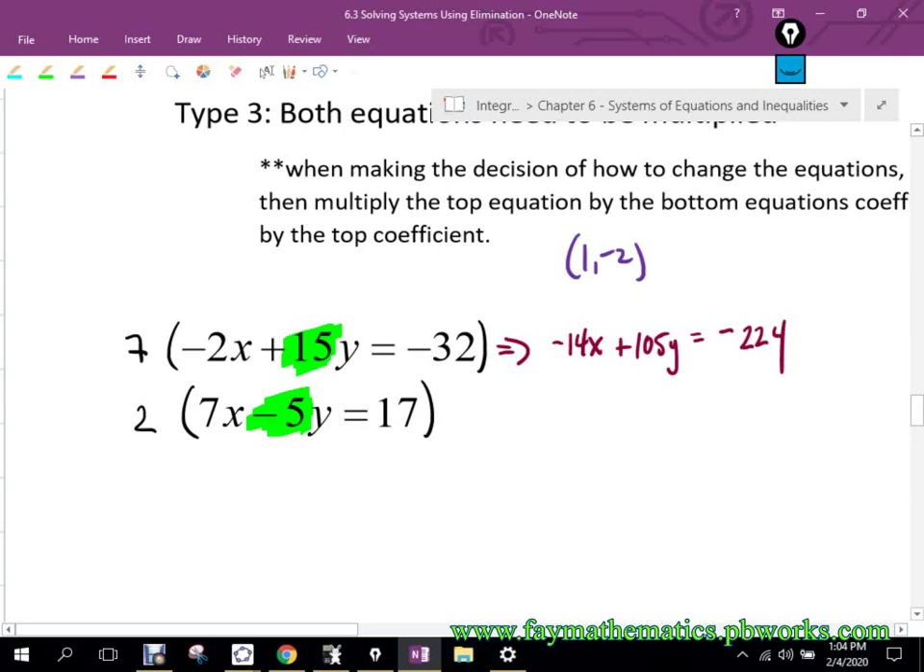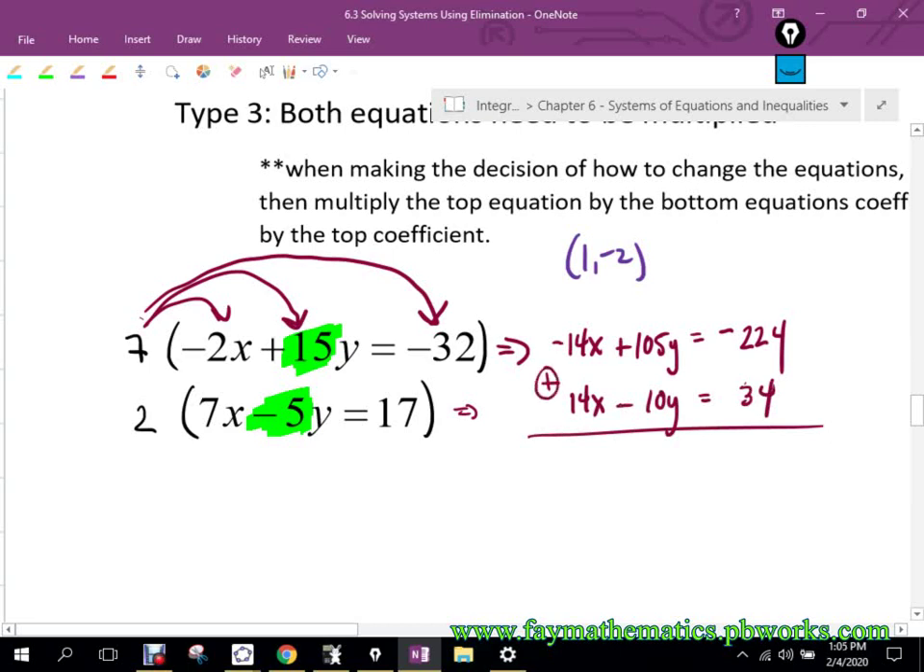How'd you get 105? Because 7 times 15. So I have to take 7 times all those things. And then we'll do the same thing down here in the bottom. So I get 14x minus 10y equals 34, right?